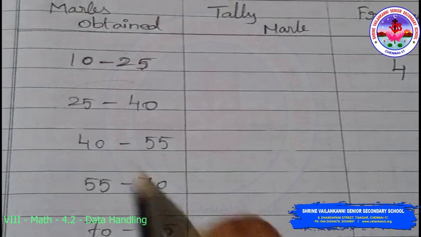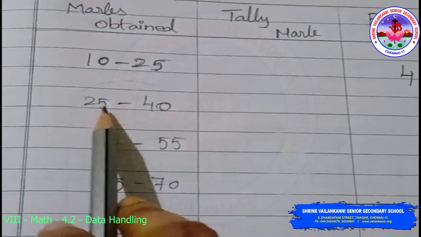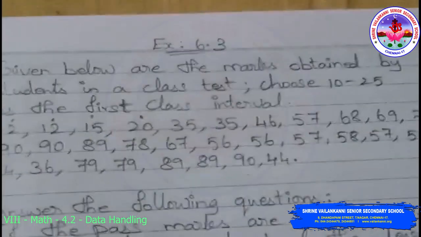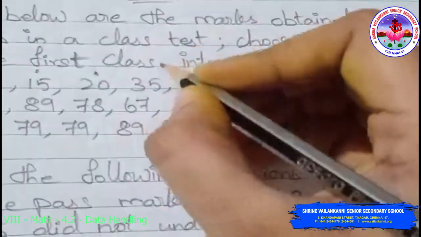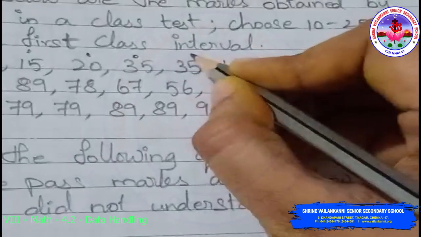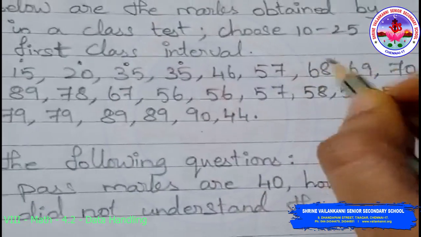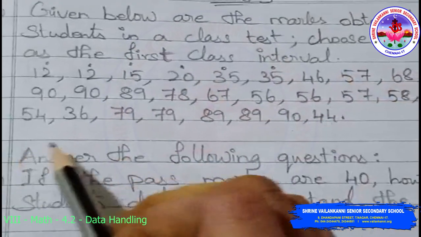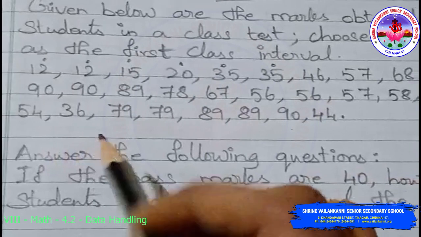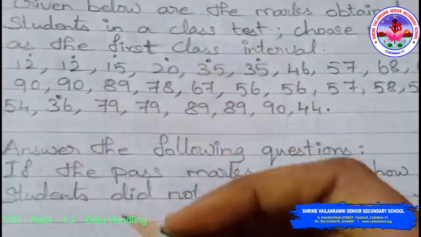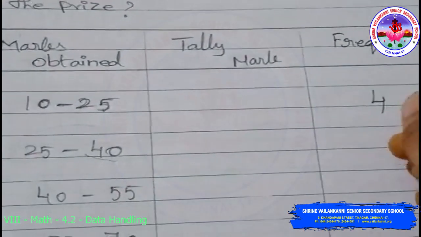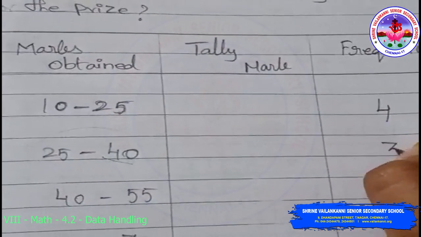The next class interval is 25 to 40. Here the range is 25 to 39. Now check the values, 25 to 39. 1, 35 included, 2, 3. The frequency of the class interval 25 to 40 is 3.